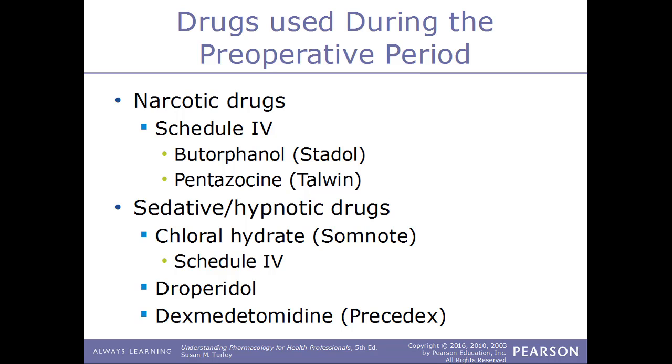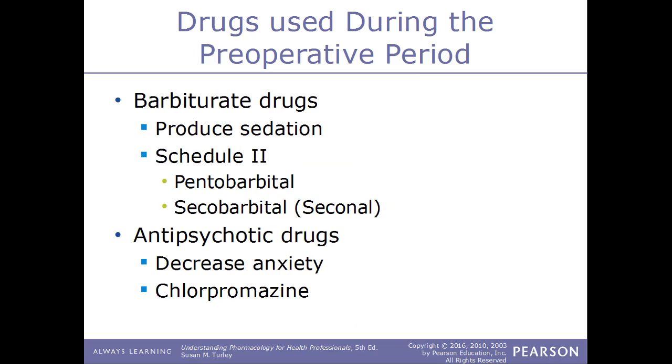The other types of drugs that could be used here are sedative or hypnotic drugs. An example of that would be chloral hydrate, also known as Somnote. This is a Schedule IV type drug. Droperidol, another example of this kind of class, and also dexmedetomidine, which is known by its trade name Precedex. You can also have barbiturates that are given. These will produce sedation, and these are going to be Schedule II drugs. Some examples here: pentobarbital and secobarbital, and that's better known by its trade name Seconal.